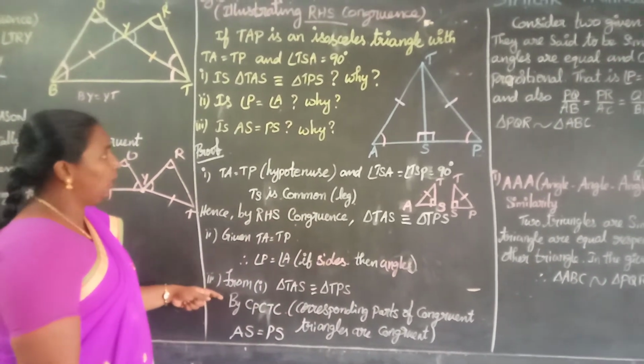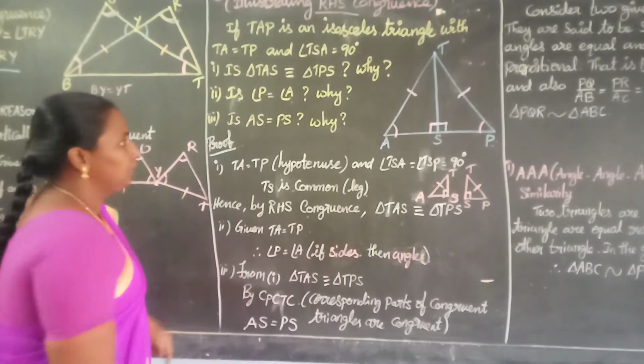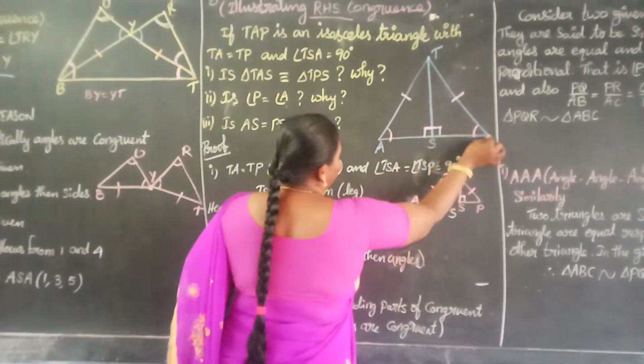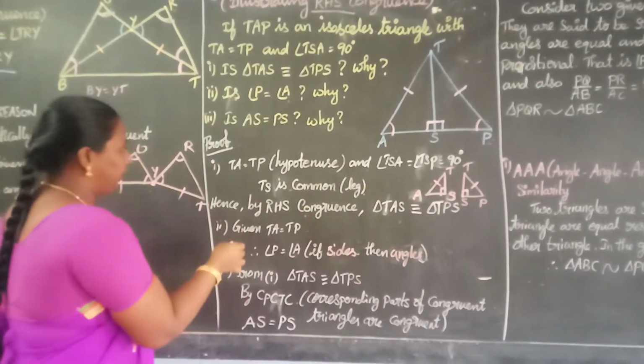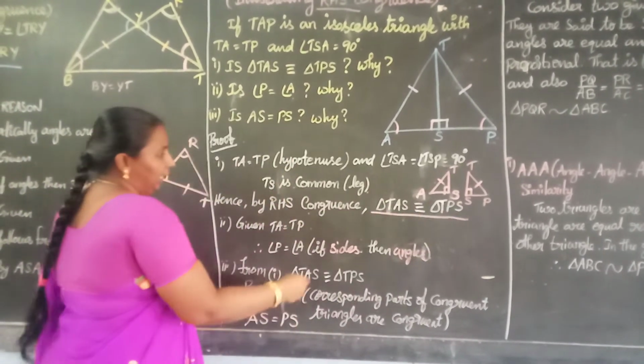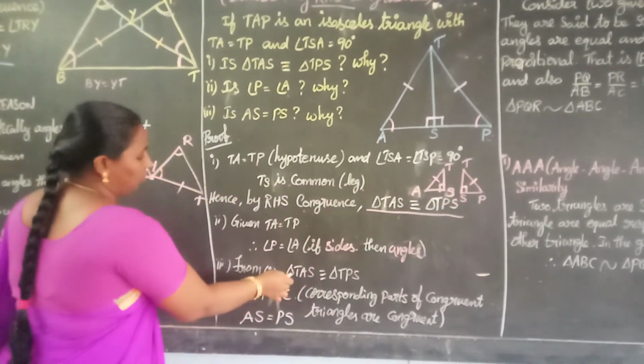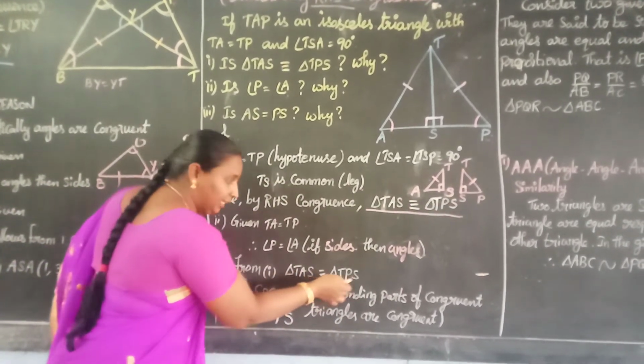Okay, next, move on to the third one. They asked us to prove AS equal to PS. We know that we proved triangle TAS is congruent to triangle TPS.